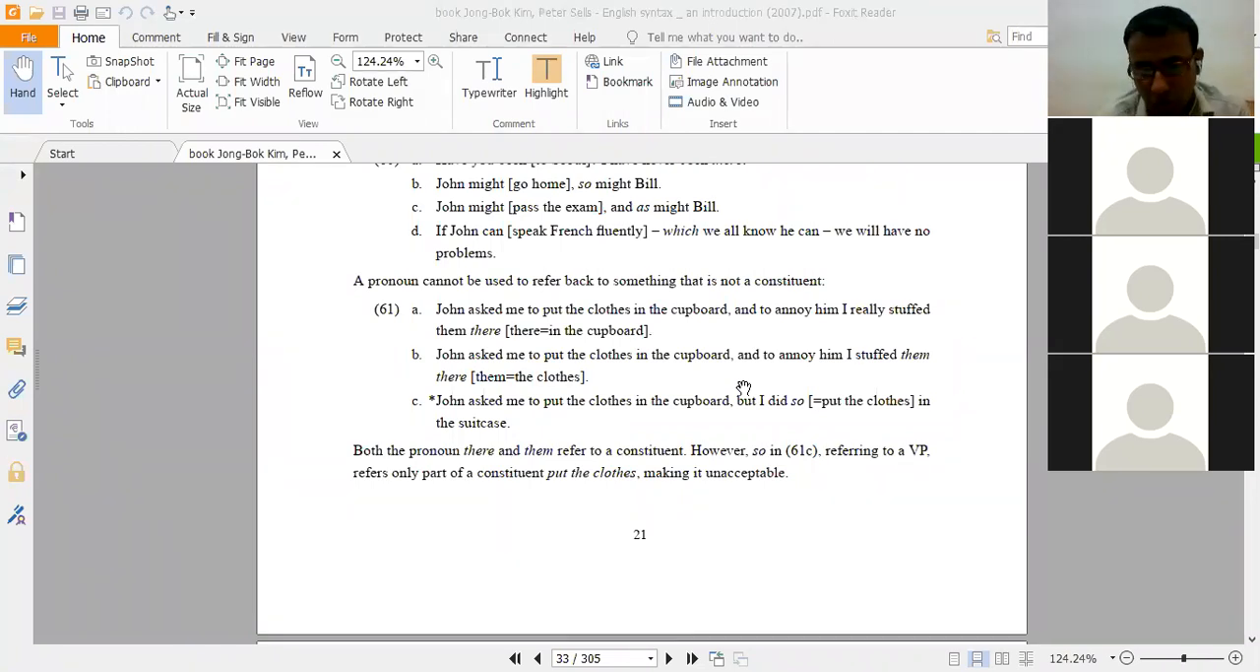Now we cannot do this. John asked me to put the clothes in the cupboard, but I did so. Put the clothes in the suitcase, but I did so. Now so is replacing what? Put the clothes, no. So a pronoun can be used to replace or substitute nouns. So we will have to see what the logically correct, accurate pronouns are, which we can use to change the constituents: noun phrases, verb phrases, prepositional phrases, or adjective phrases. Is this clear? Do you have any question?